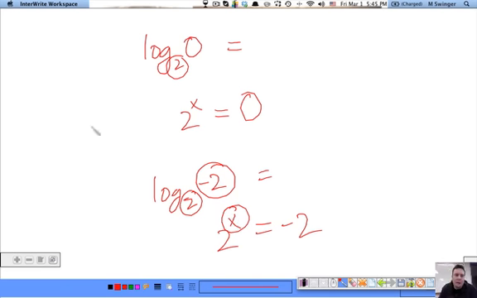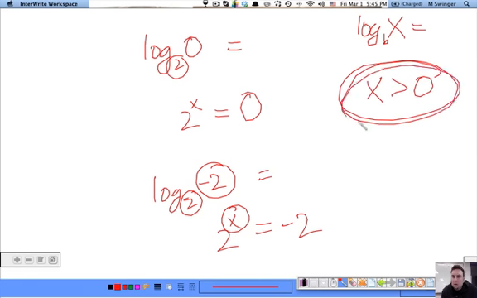So that's why when you write log base b of x, x has to be greater than 0. Okay? Because this can't happen, right? You can't have 0 right here, and you can't have a negative right there. So that's why we say x has to be greater than 0. In this case, that's your domain.